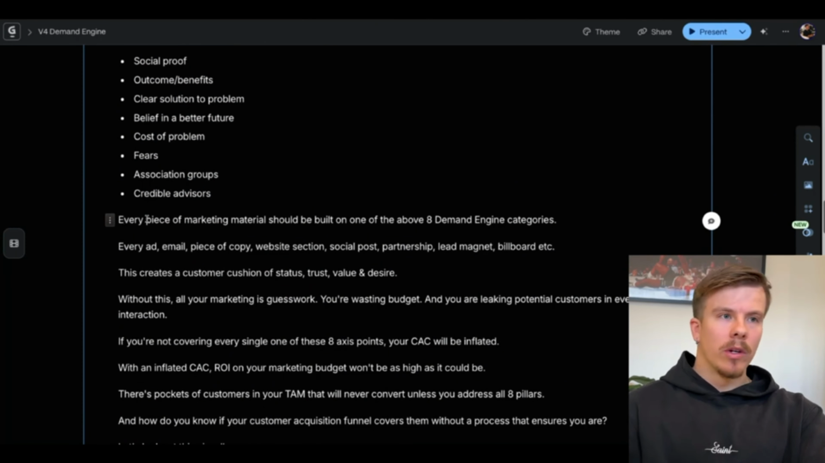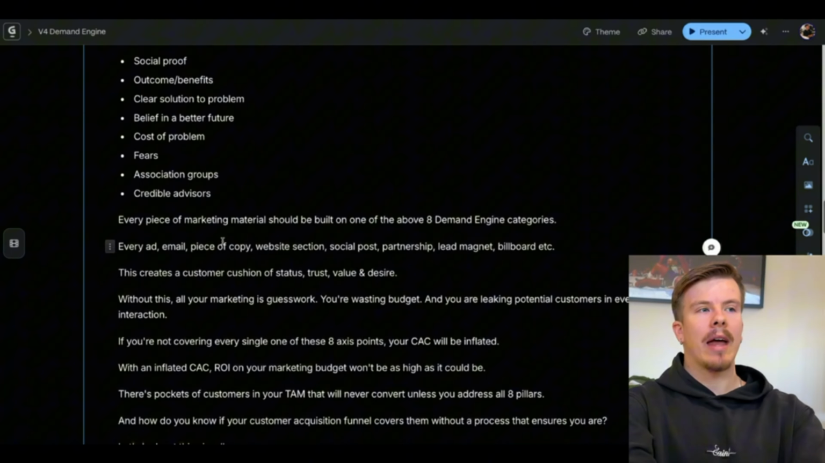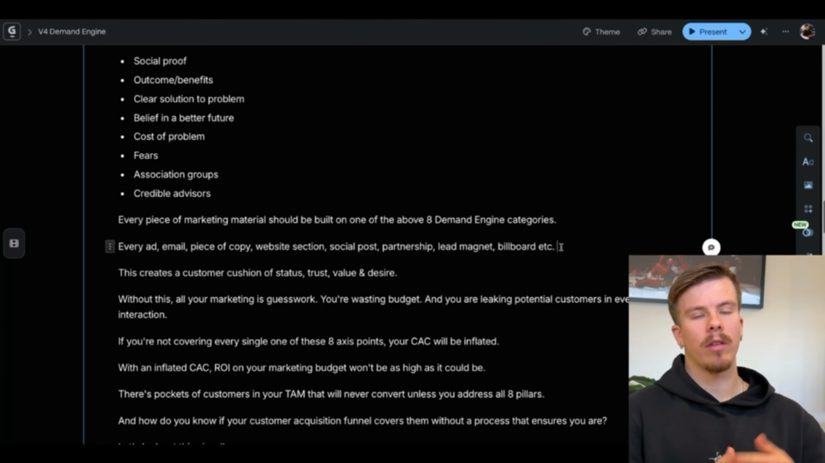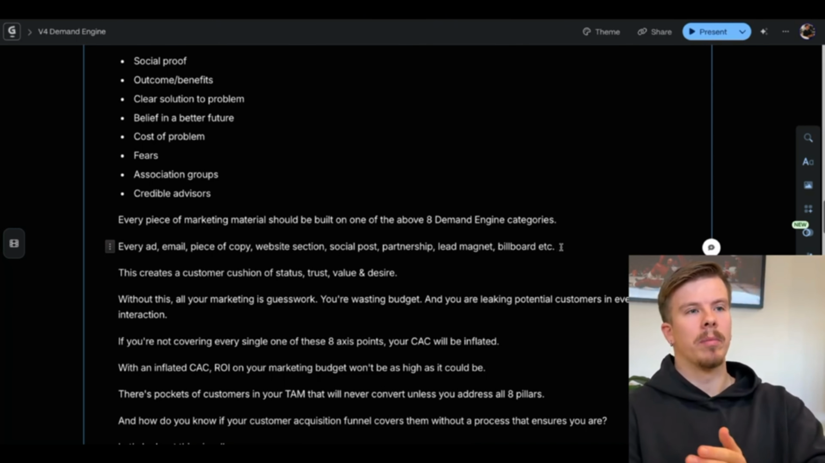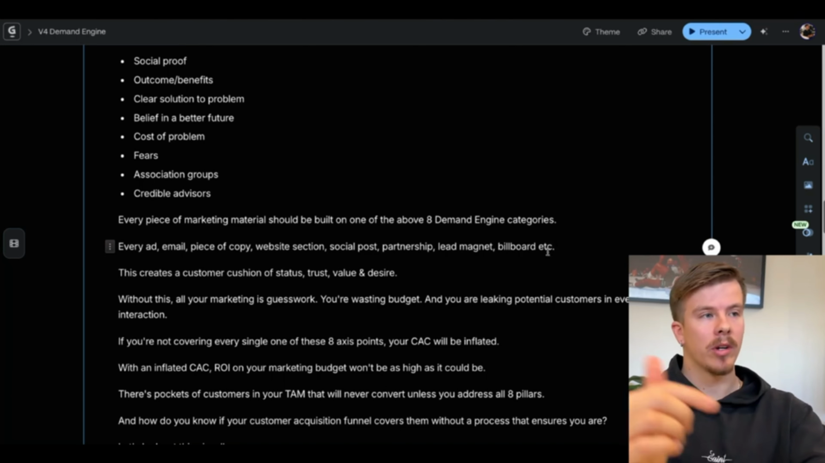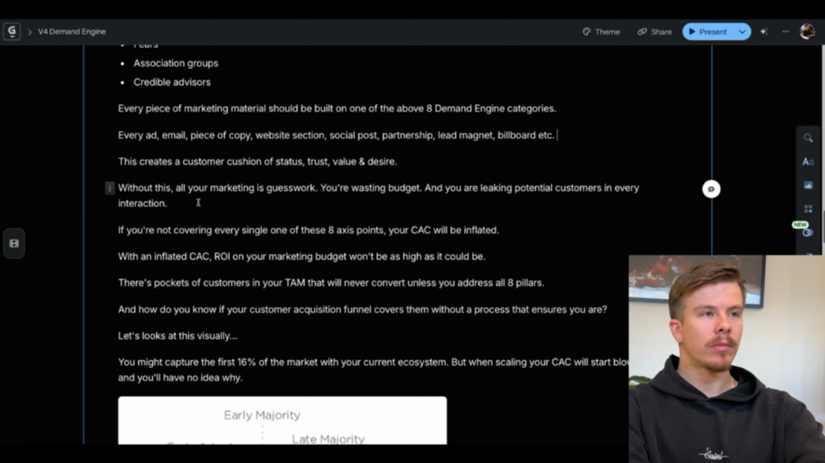Every piece of marketing material should be built off the back of one of these pillars, because this is all that matters. Every ad, email, piece of copy, website, social post, partnership, lead magnet, everything. One of the first things we do when we go inside and audit a business is analyze: are they hitting all these pillars? Because if you're not, your CAC will be inflated and you won't scale as fast as you could be. And I'm going to show you in more detail how that works as you keep watching.